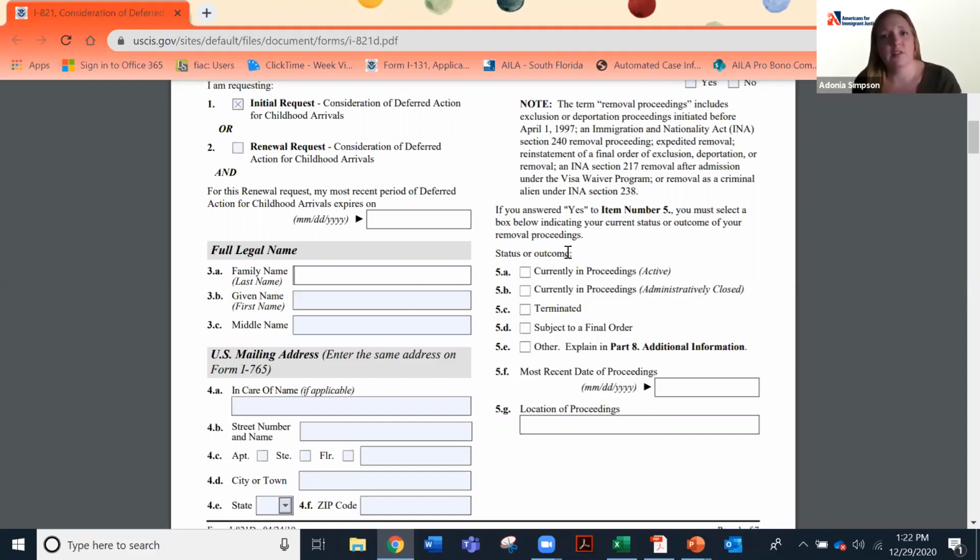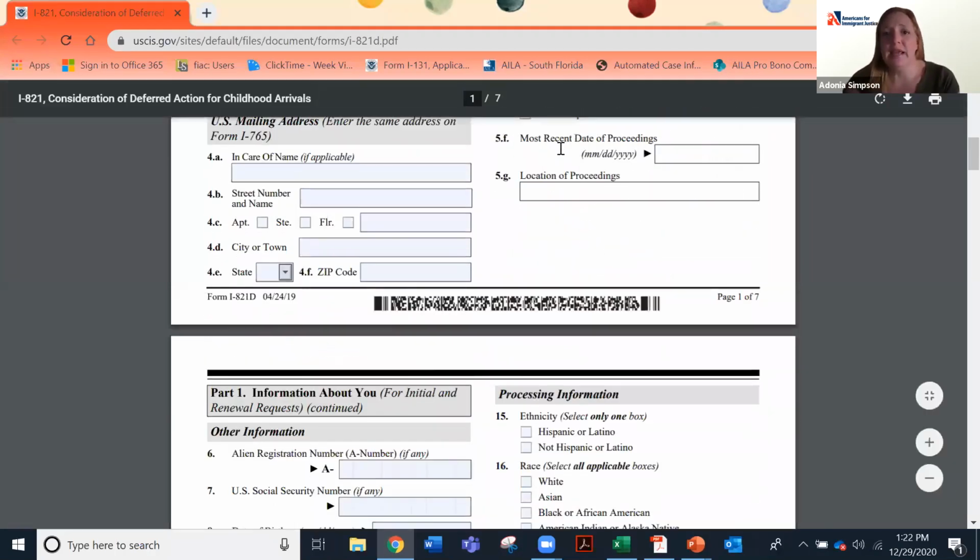So all the more reason to speak to an attorney to see what any sort of consequences are and if it might be better to do a Freedom of Information Act request to get all of the documents. Also, in order to answer these questions about the dates of proceedings and locations, a FOIA might be really helpful in getting that information.